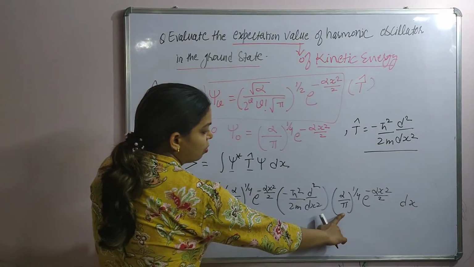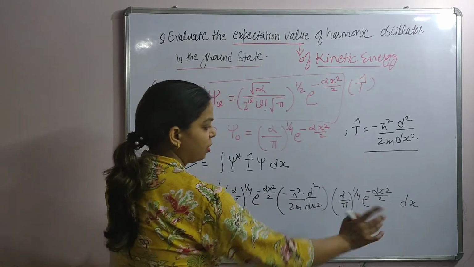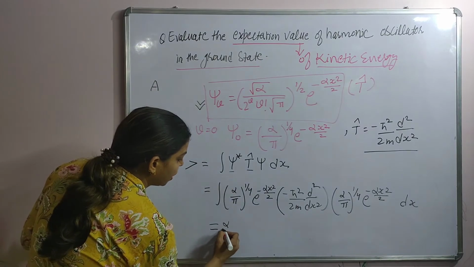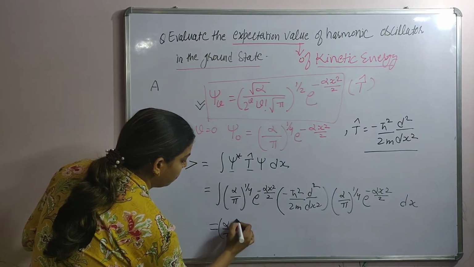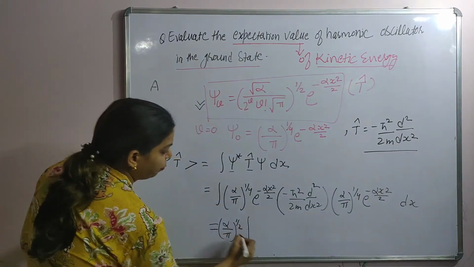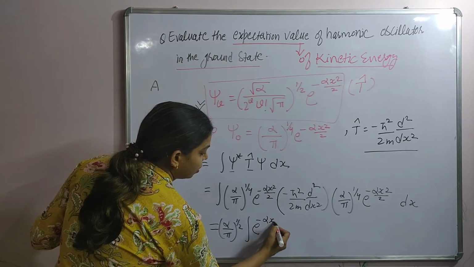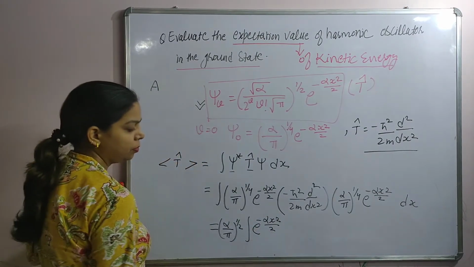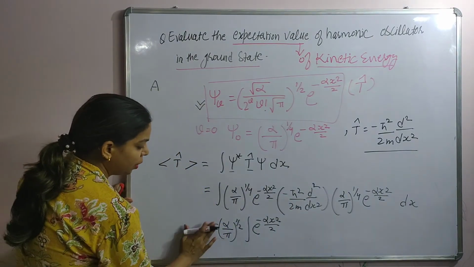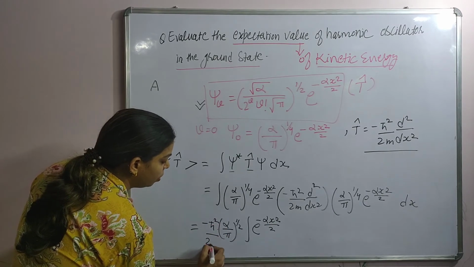Now combine these constant terms. These can come outside, out of the integral sign and out of the differential sign also. So I will take these terms outside. So this will become (alpha by pi) raised to 1/4 and 1/4, that is 1/2, and e raised to power this as it is. Minus h bar square upon 2m is also constant, it will also come out.